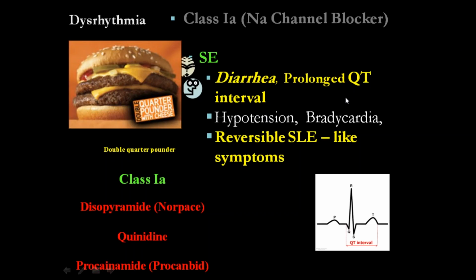Remember, all antiarrhythmics can lead to hypotension. Why? Because your heart rate is going down, cardiac output goes down, and then the blood pressure goes down. So it's a consequence one of the other. Bradycardia, heart rate going down, so you need to be careful to check that the heart rate is not less than 60.